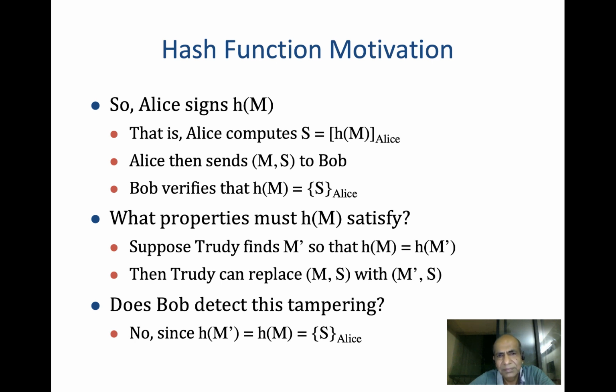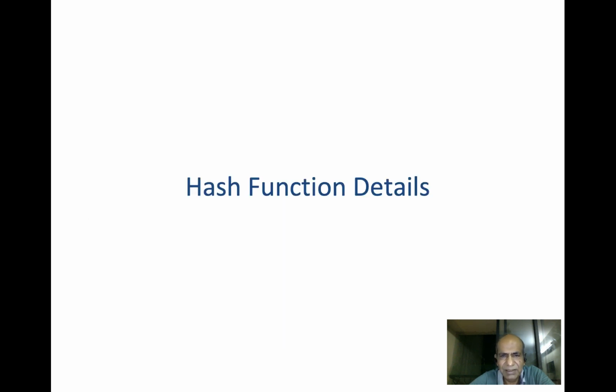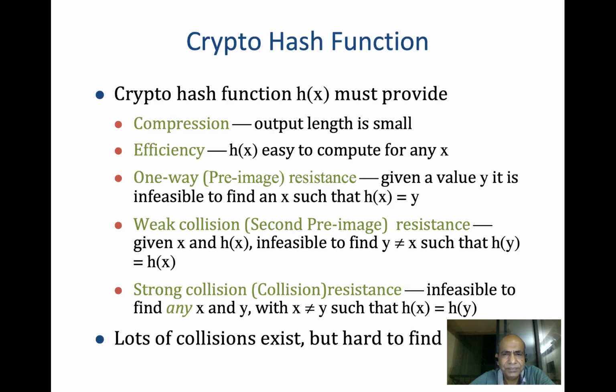Okay, let's move to the next thing, that is hash function details. So what are the properties of a crypto hash function? First is compression. The output should be small. Second is efficiency. It should be very simple to compute H of x, where x is any input. Then a very important property is one-wayness, or pre-image resistance.